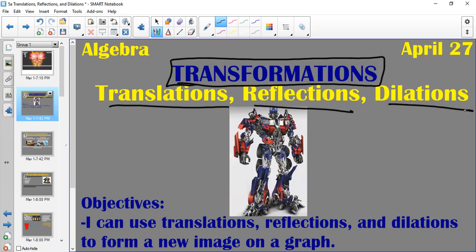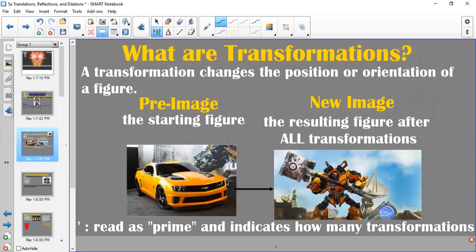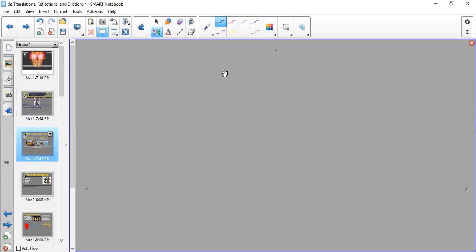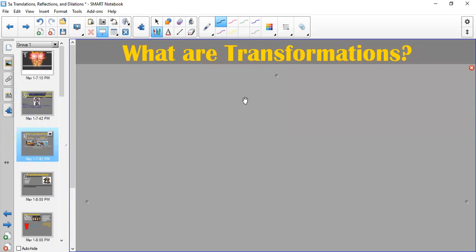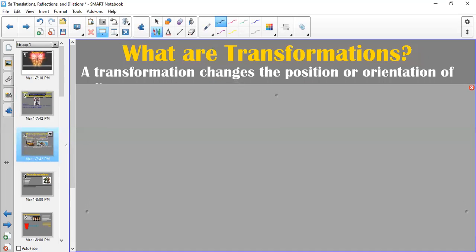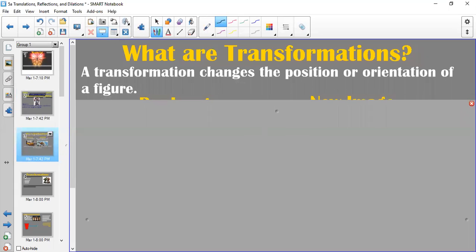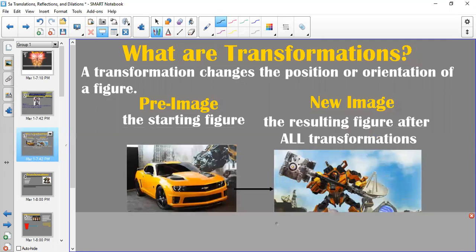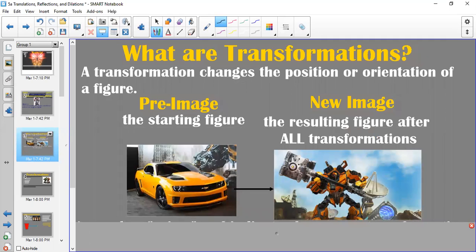All right, so first off, we have to know what a transformation is. If you think of the movie Transformers, it means to take a robot and transform it into a car, or vice versa, a car to transform it into a robot. So all of the pieces change position or orientation of that figure. Okay, so for example, the pre-image is what we start with, and the new image is the after.